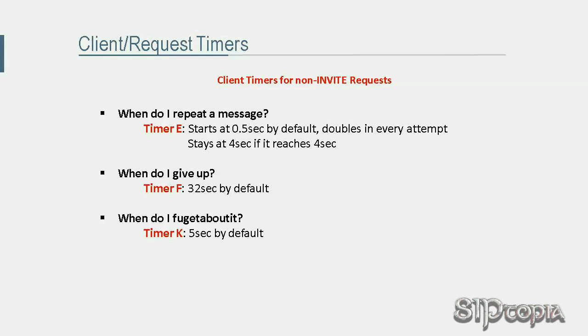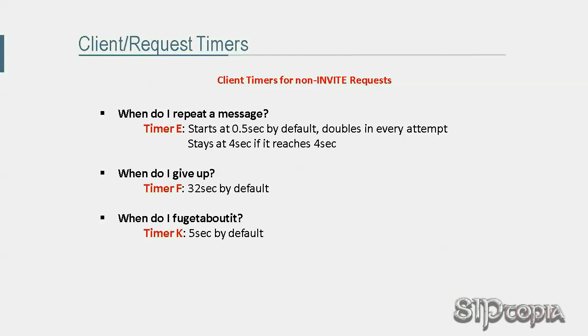Client timers for non-invite requests test results are: 1. When do I repeat a message? If you do not receive a response to your register request in 0.5 seconds, send the register request again. Now double the timer here. If you do not receive a response in 1 second, send the register request again. This goes on with attempts until 4 seconds. This period stays at 4 seconds at this point. Therefore, the repeated attempts are now made with 4 seconds in between. This period is the timer E. In other words, timer E's initial value is 0.5 seconds, then it becomes 1 second, then 2 seconds, and 4 seconds. If there are additional attempts, the value of timer E stays at 4 seconds.